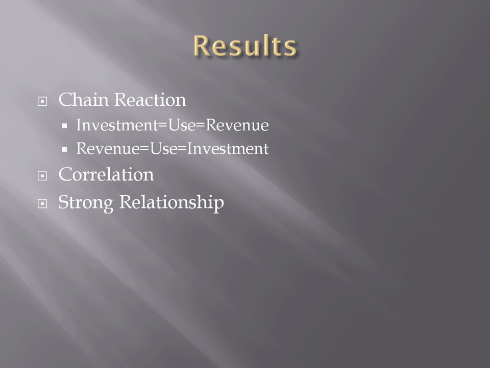The scatter plots presented in previous slides produce many results. There is a chain reaction. For example, we can conclude from the scatter plots whether investment leads to use, which leads to revenue, or if revenue leads to use, which leads to investment. There is a strong correlation in some and not so strong in others. This leads to conclusions that the relationship between items presented in the scatter plots is strong or not so strong.